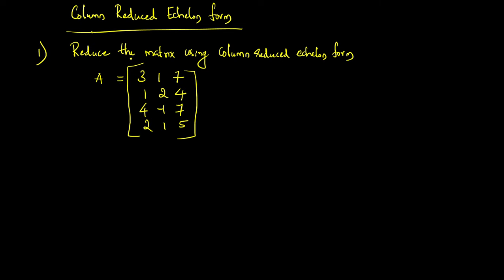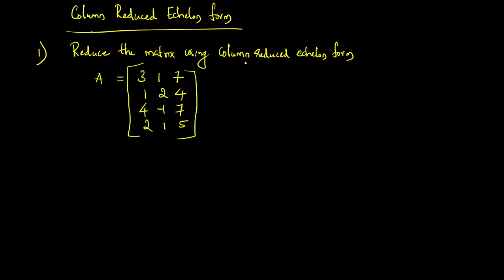The question is reduce the matrix using column reduced echelon form. And the given matrix is 3, 1, 7, 1, 2, 4, 4, minus 1, 7, 2, 1, 5. Here there is a slight change.